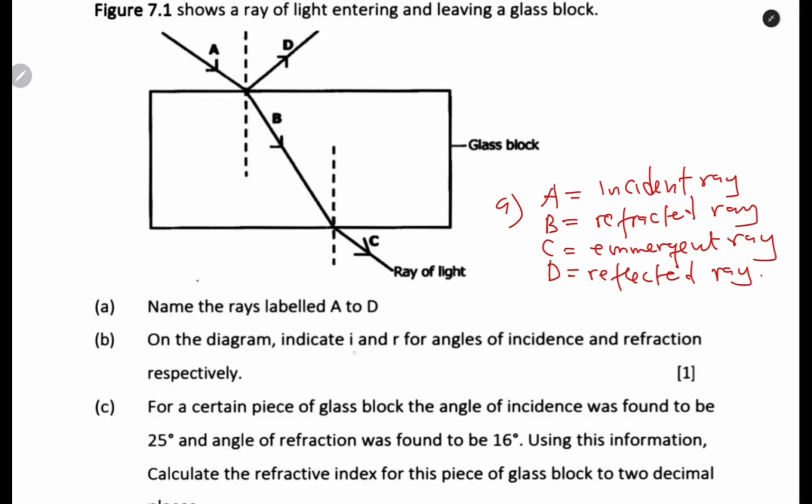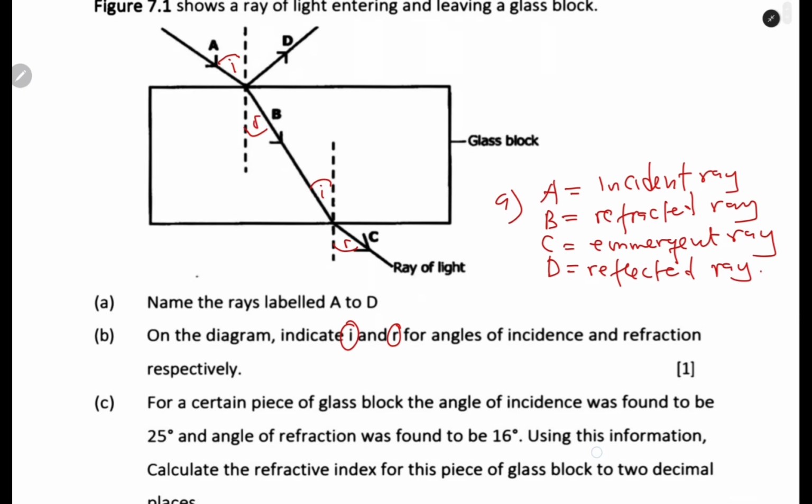Then on the diagram, indicate I and R for the angle of incidence and refraction. So for the angle of incidence, we can indicate I there. Then we can also indicate I there, I think. Then we can also indicate R there, also R there. Okay, so that is where you get to indicate.